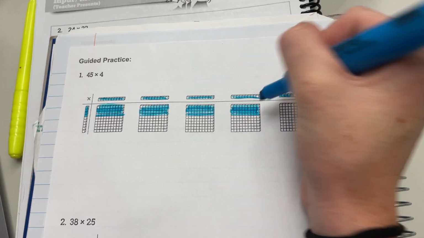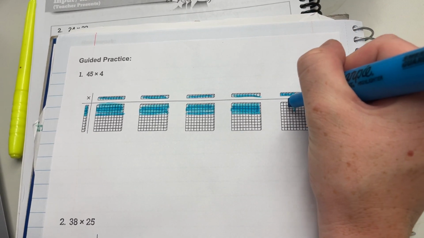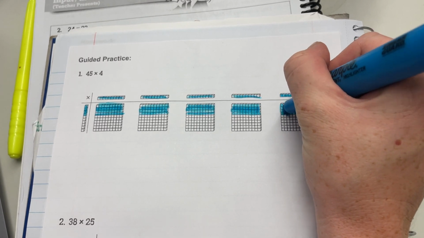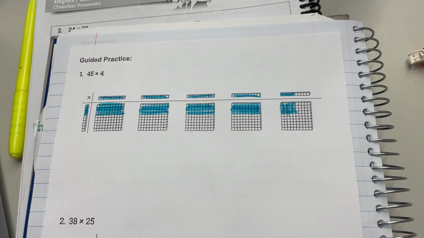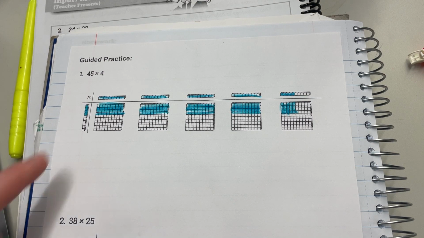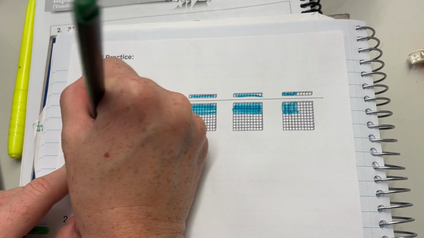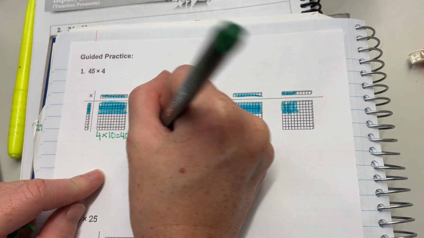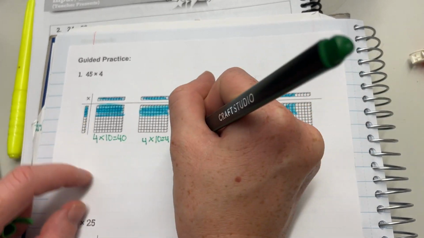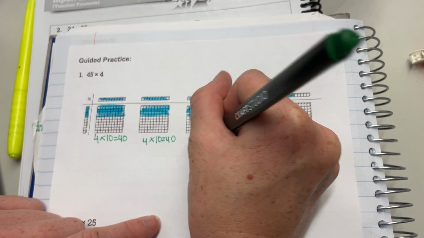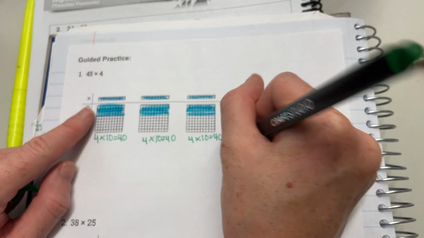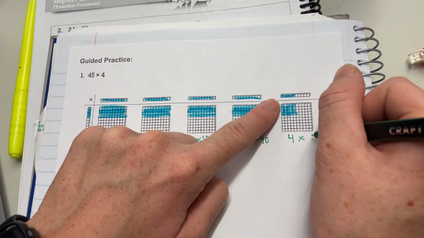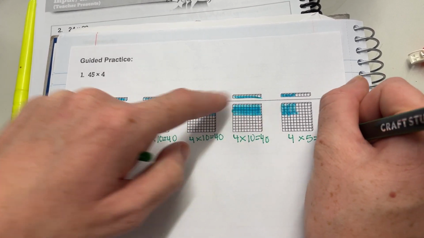Careful and count those blocks. 1, 2, 3, 4. So we're getting an accurate model. Okay, so now we're multiplying. 4 times 10 is 40. 4 times 10 is 40. 4 times 10 is 40. 4 times 10 is 40. 4 times 5 is 20.